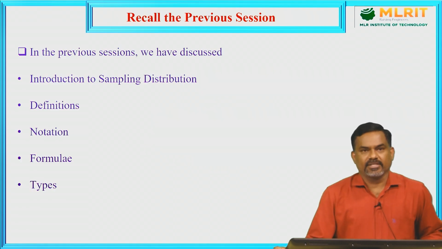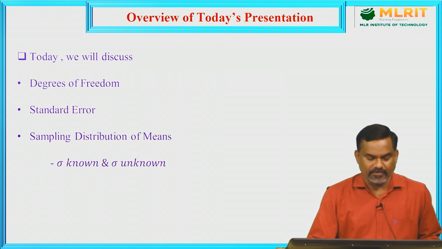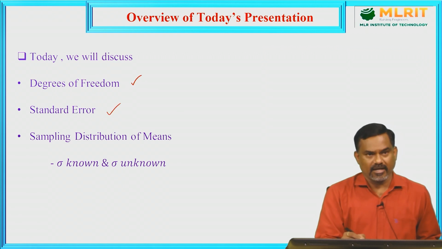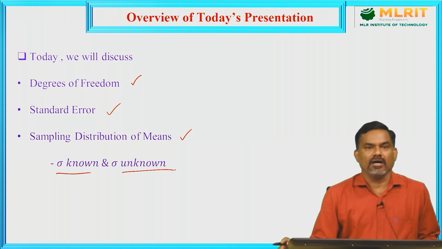In the previous session, we discussed the introduction to sampling distribution, all the definitions required to understand the actual concept, and then notation, the formulae, and different types of sampling distributions. Today, I am going to discuss degrees of freedom, standard error, and sampling distribution of means in two different cases, sigma known and sigma unknown.